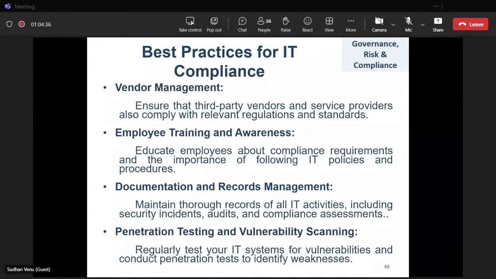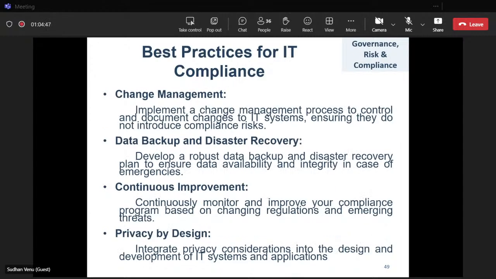The organization must test all the IT systems for vulnerabilities and conduct penetration tests to identify the weaknesses. And they have change management, which is to implement a change management process to control and document the changes to the IT system, ensuring they do not introduce compliance risk.